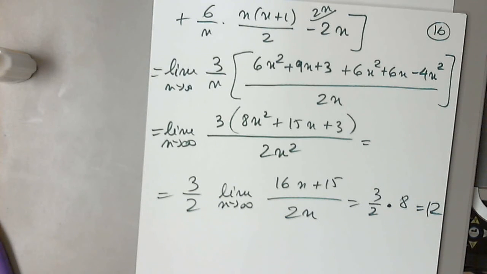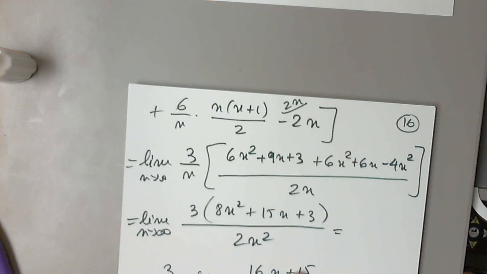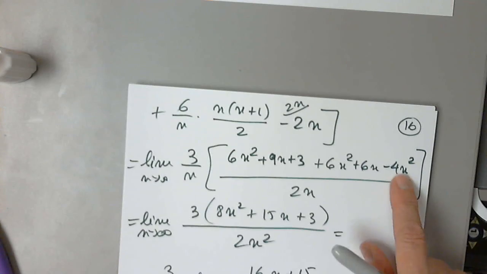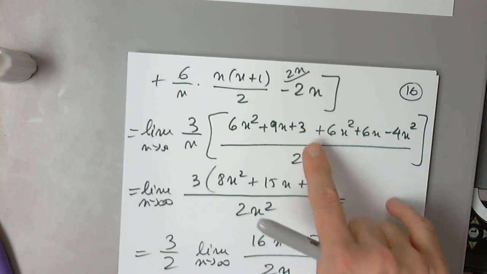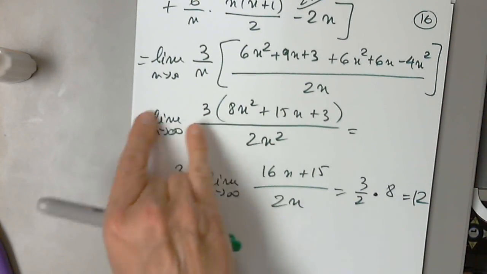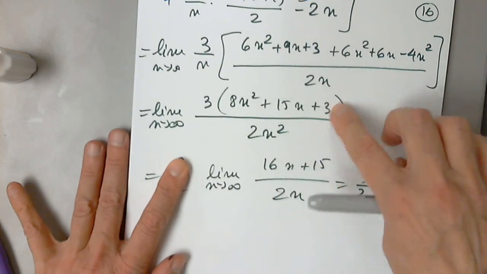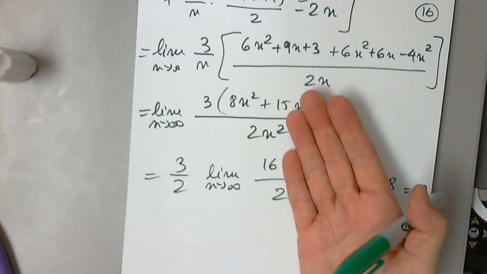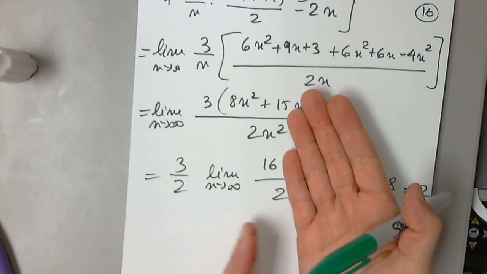Where did 8n squared come from? I have 6 plus 6 minus 4. 12 minus 4. I thought they canceled out. No. I have a 6 plus 6. I'm not going to fudge it, I promise. So 6 plus 6 is 12. 12 minus 4 is 8. And then I have the 15 and I have the 3. I took 3 over 2 outside. I differentiate the top to get 16n plus 15. And I differentiate the denominator to get 2n. When I differentiate again, I get 16 over 2, which is 8, times 3 over 2.